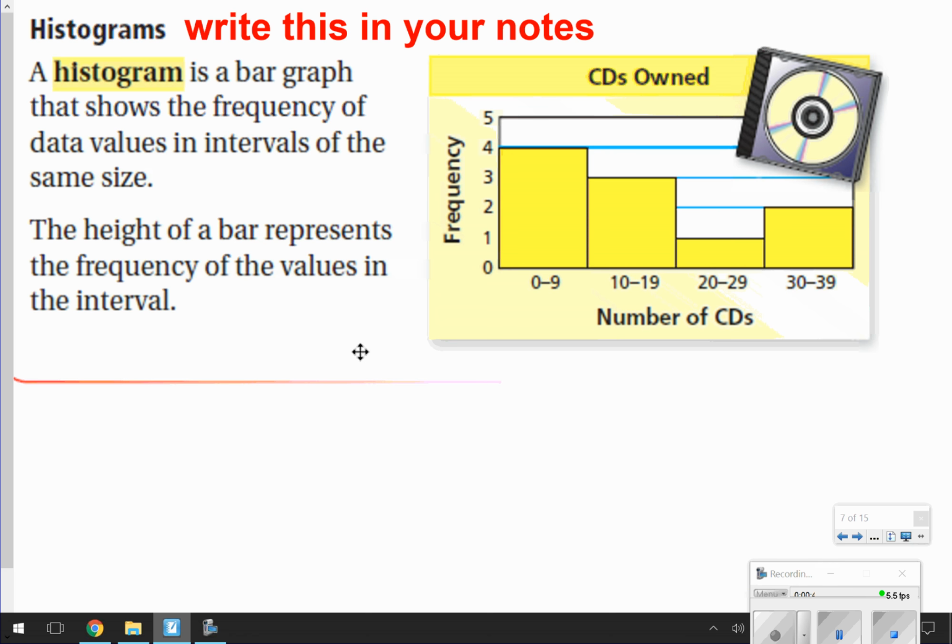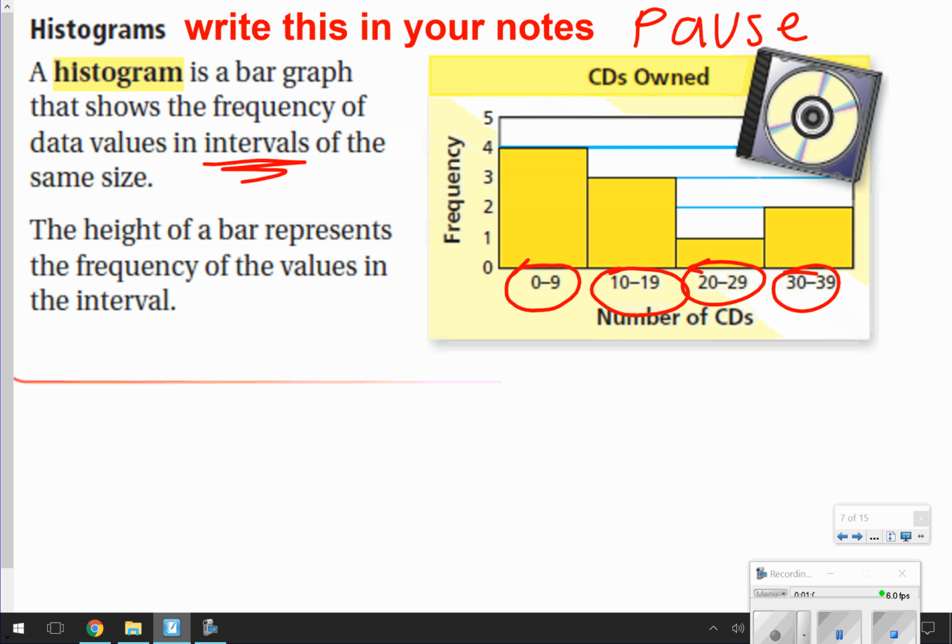The next thing we're going to look at is a histogram. Again, you're going to take the time to write this in your notes by pausing the video. Notice that instead of having just one set of numbers or just one category, we now have intervals of the same size, like 0 through 9, 10 through 19, 20 through 29, 30 through 39. Those all go up by 9s, or technically 10 if you count the 0. That's the difference between a histogram and a bar graph, because histograms are technically still a bar graph, but this time they have intervals on the x-axis that increase in the same size.